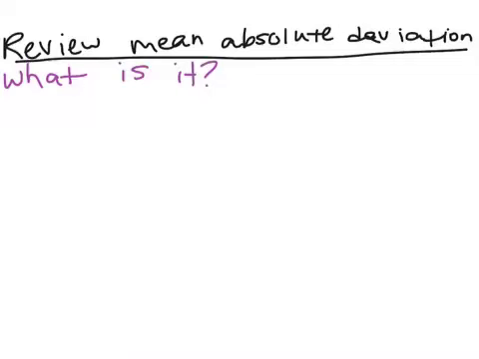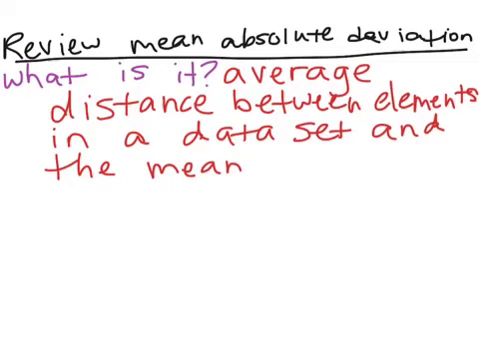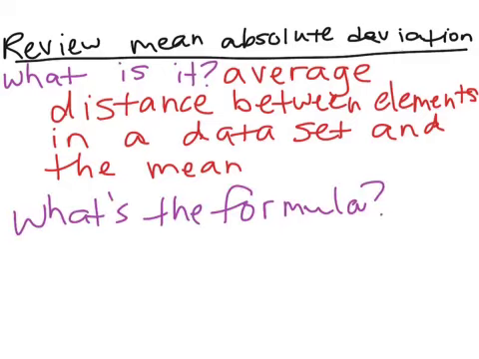Alright, in this video, we're going to review what mean absolute deviation is and how you calculate it. So again, what exactly is the mean absolute deviation? It's the average distance between elements in a data set and the mean. So if I give you an element, you can tell me, based on the mean absolute deviation, how far away from the mean it is going to be.